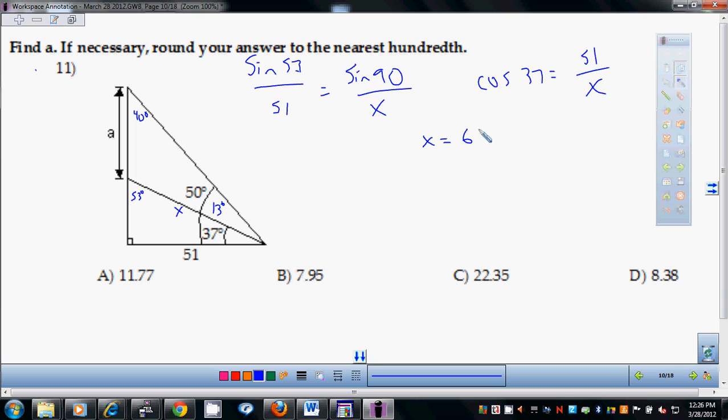60, so approximately 64. Alright, so we're going to plug that in for x. Now I have enough to do law of sines with my top triangle. Can somebody tell me how I'm going to do that? What the setup would be? Equals, again, 13. Yeah.